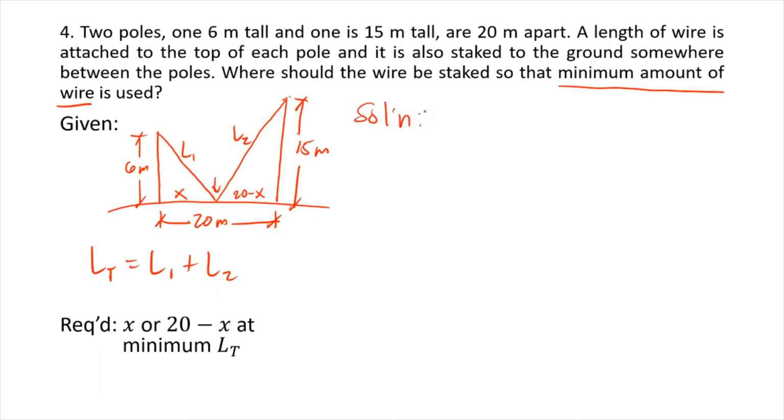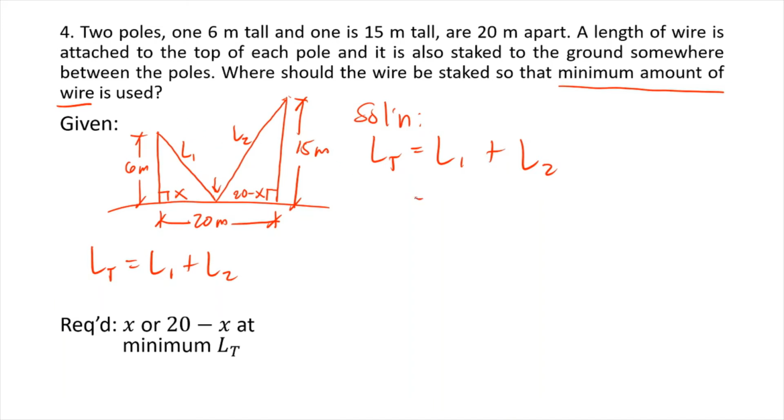Our primary equation is the equation for the length of the wire, the total length, L sub t. This is equal to L sub 1 plus L sub 2. If you look at the sketch, as you can see, we have right triangles. Therefore, we can apply the Pythagorean theorem, right? Let's look at L sub 1 first. This is the longest side on this right triangle, okay?